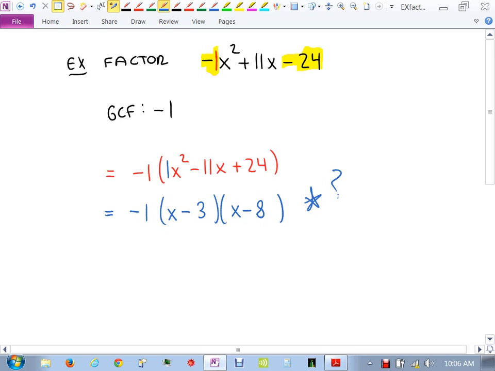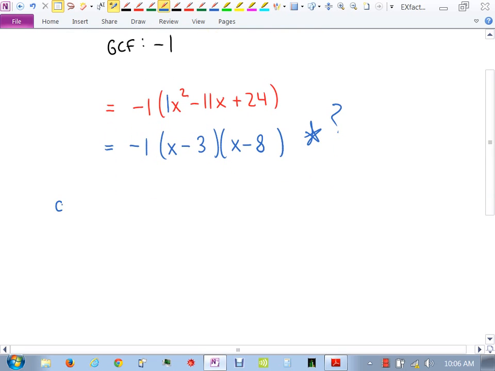Let's look at something else, maybe a little more challenging. Right? We like challenging problems, right? How about we do 5x to the 5th plus, let's see, 40x squared. Factor this.